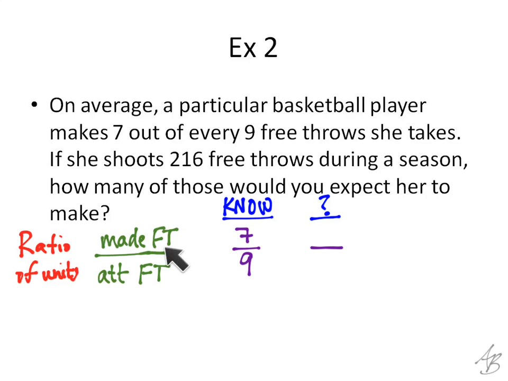Is this made free throws or is it attempted free throws? It's attempted, right? So where does that 216 go? That goes on the bottom, exactly. All right, so this ratio of units is really helpful because we know these are attempted free throws, so that's going to go on the bottom. Now we need a variable here for the top. Let's make a variable that makes sense.